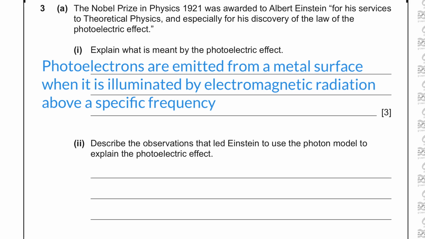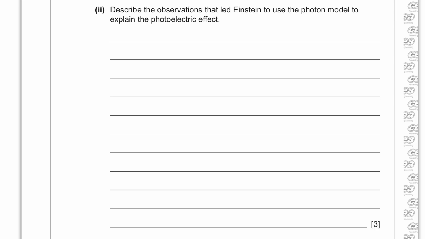Part 2 then, describe the observations that led Einstein to use the photon model to explain the photoelectric effect. So the most important thing about photoelectric effect is that if your illuminating radiation goes down below this threshold frequency, then all photoemission stops.